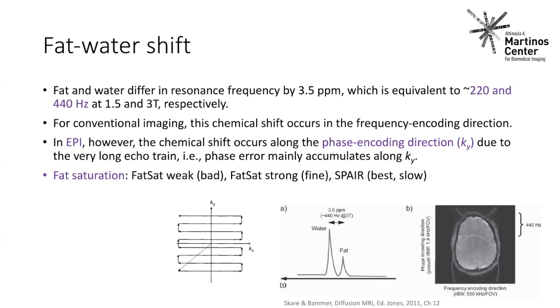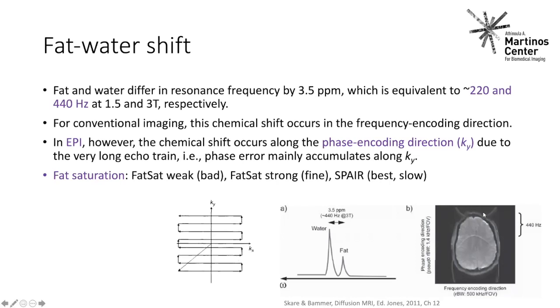And the solution is to do fat saturation. On the scanner, you can see there are some options. For example, fat sat weak, never use it, it doesn't work. Then there's fat sat strong. You can use it, it works fine. But I strongly recommend using SPAIR, which uses an adiabatic pulse and inversion recovery to saturate the fat signal. It is the best, but it will increase your TR, your repetition time, so it's kind of slow. But for research, I highly recommend using SPAIR.